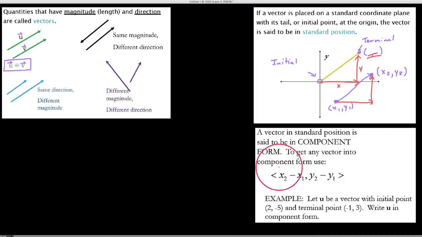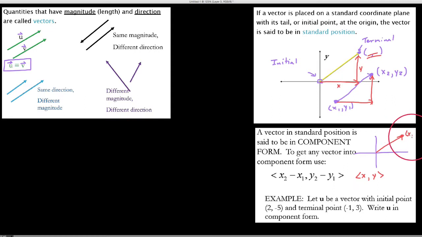And we say to get any vector into component form, we're going to use this right here. Now notice, this is very important, that we're writing these little cusps right here. When you write something in a cusp-like form, what you are saying is that we have some vector that is in standard position. I'm going to draw on some random vector here. We say this is my vector, and we say that it is in component form if it starts at the origin.